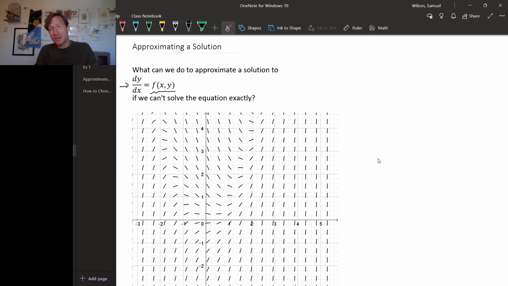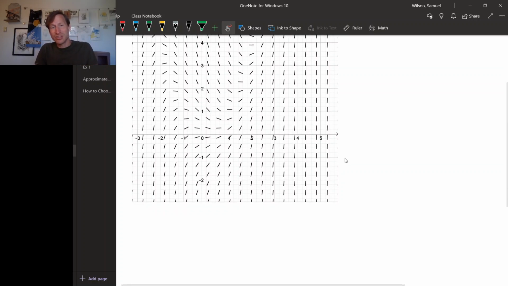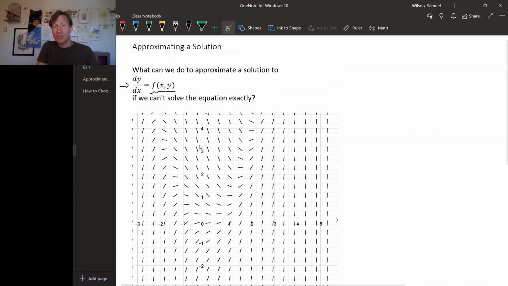Well, one thing that we've looked at is that with this differential equation, we can draw a slope field for it. That's what I have here, just some slope field that is somehow supposed to represent every slope field, because we don't actually have a formula here. But if we have a slope field, how could we interpret it to figure out what a solution should look like?